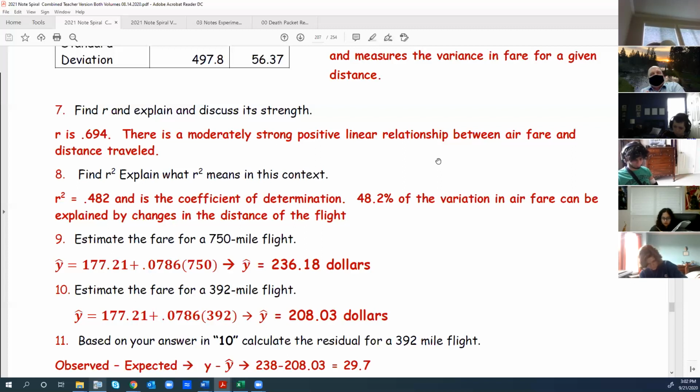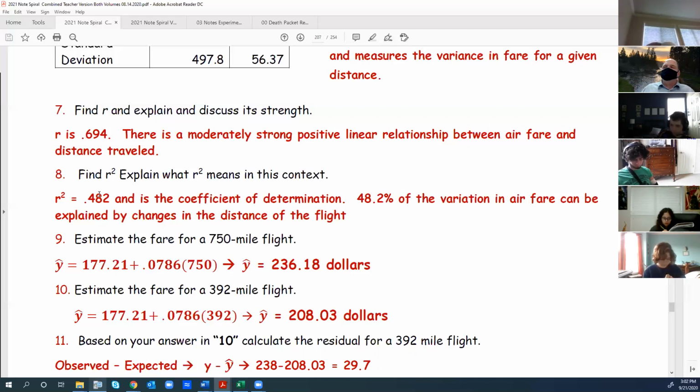The next thing is R squared. And to me, R squared is so much more important than R. We call R squared the coefficient of determination. And I think it's a ton more important than R. That said, if you have R, it's easy to get R squared. Because 0.694 times 0.694 gives me 0.482. It's just that simple. Or if I take the square root of R squared, I get R.